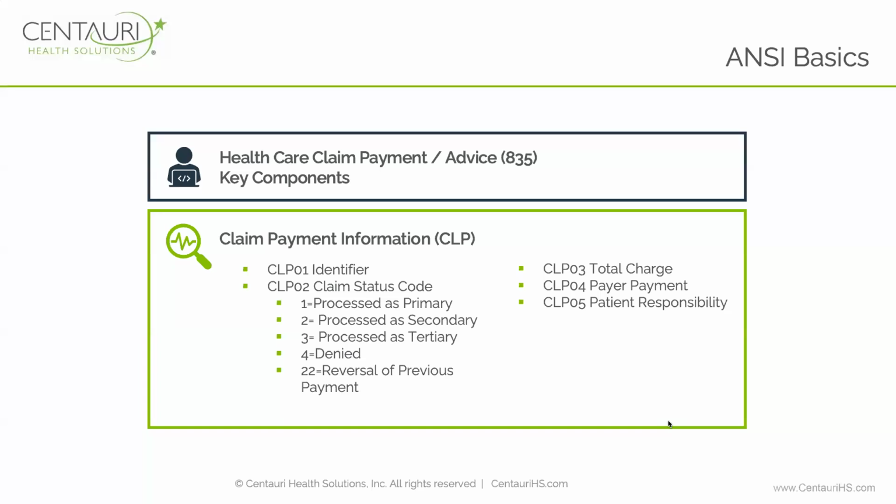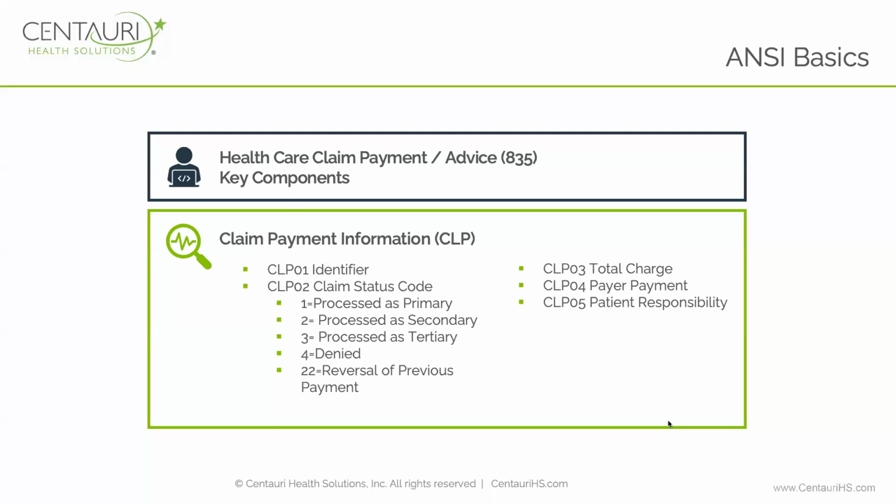And then CLP 3 is the total charge on the claim. And then CLP 04 and CLP 05 are your combinations of essentially what the payer is valuing the claim at. So of course, depending upon the benefit of the patient, where they are in the deductible, what's covered, what's not covered, it's going to adjust the patient responsibility versus the payer amount.